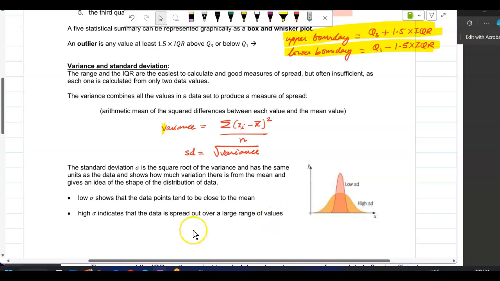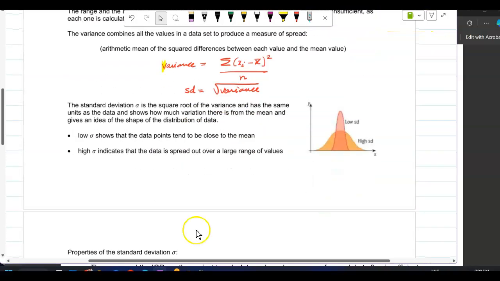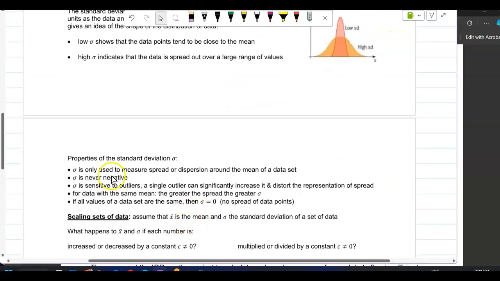So for example, if I have 2, 3, 4, 5, that could be low, versus if I have 2, 8, 12, 24, that would be high. But that's a measure of it basically. That's how we calculate it.